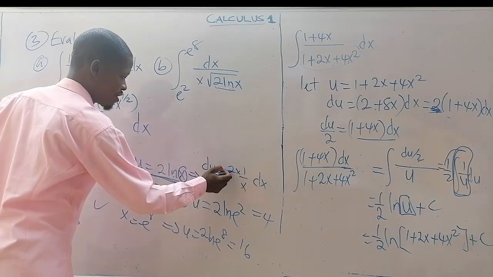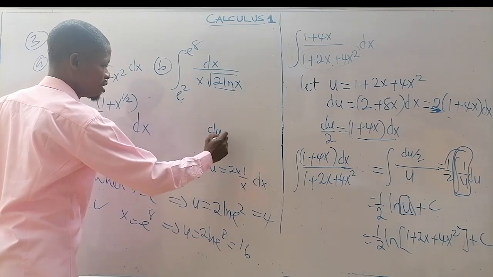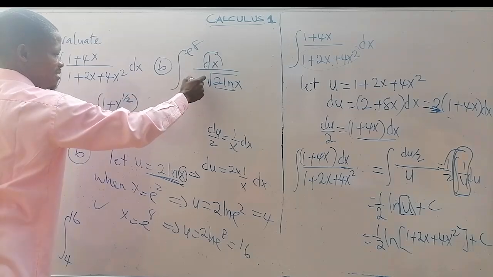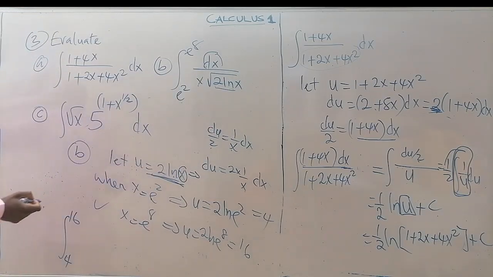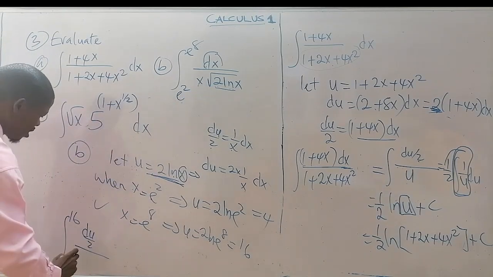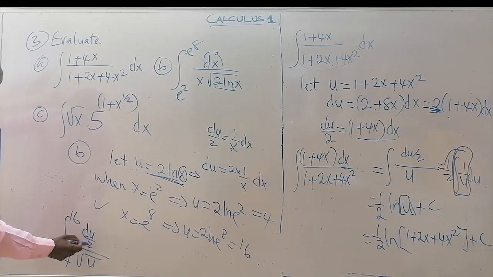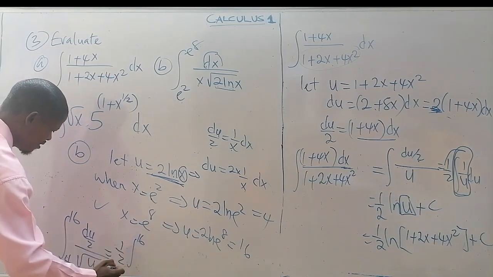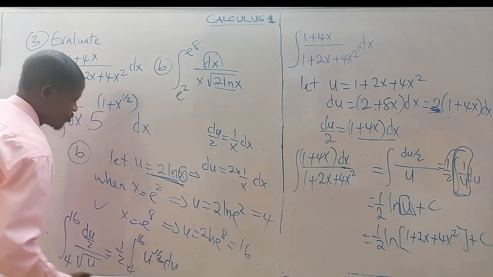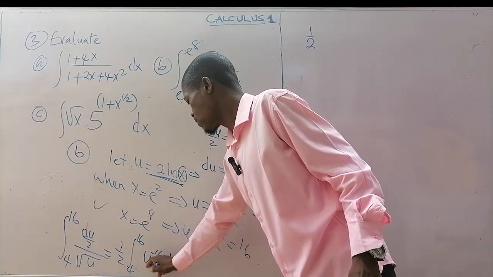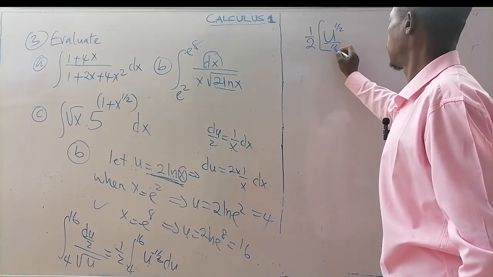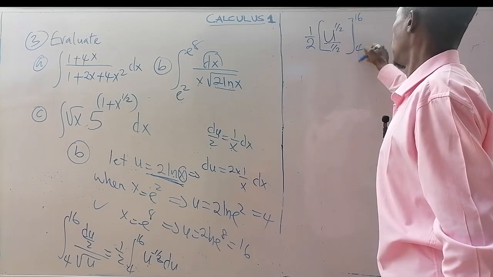Then we can remove these 2 from here, and that will be du over 2 equal to this over this. Forget that x over x is the same thing as what? The u over 2. So we now have du over 2 all over the square root of u. These 2 can come outside. That will be 1 over 2, from 4 to 16. Remove this radical, so that will be u to the power minus half du. The integral of this will be u to the minus half plus 1, that's half, over half. Indicate your upper and lower limits.